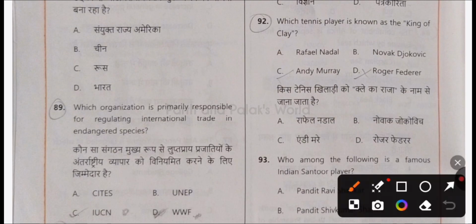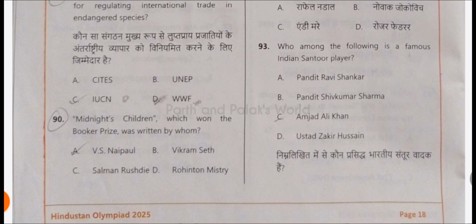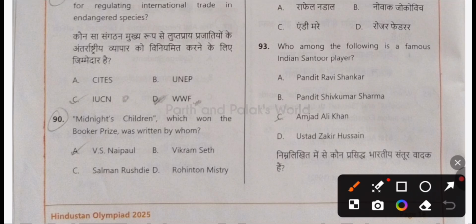Question number 92. Which tennis player is known as the king of clay? So the correct answer would be option number A. Question number 93. Who among the following is a famous Indian santoor player? The correct answer would be option number B.